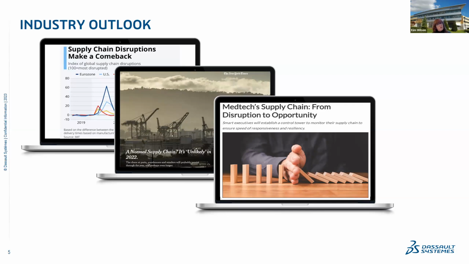So in addition to the global pandemic, there's also lots of other things that can impact disruptions. So you've got macroeconomic and political conditions, changing regulations, which really hit this particular industry hard, natural disasters, you could have trade disputes, and cyber attacks, which of course will be on the rise.